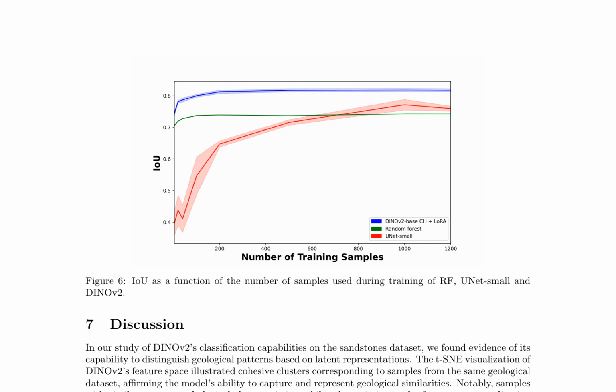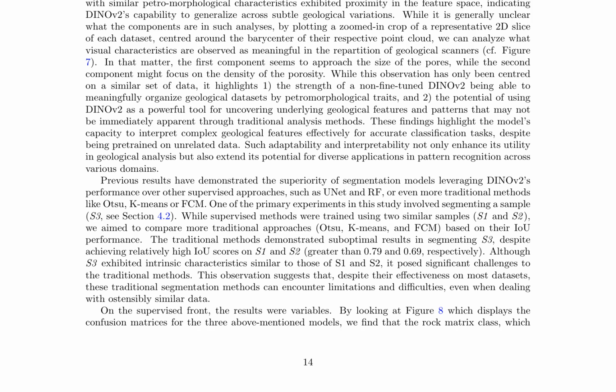The authors also compared the performance of segmentation models leveraging DINOv2 with other supervised approaches, such as UNet and random forest, RF, as well as more traditional methods like Otsu, k-means, and FCM. The results showed that while traditional methods achieved high IOU scores on 2 similar samples, they encountered significant challenges when segmenting a third sample, S3, with intrinsic characteristics similar to those of the first 2. This suggests that traditional segmentation methods can encounter limitations and difficulties, even when dealing with ostensibly similar data.